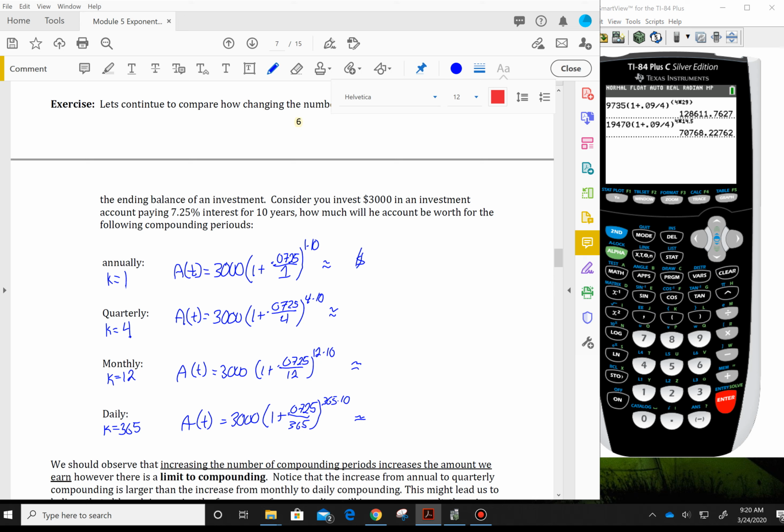If you compound annually, you should have an account balance of $6,040.80. If you compounded interest quarterly, the value of your investment should be $6,154.11. Monthly, $6,180.70. While if you compound daily, your account balance should be $6,193.75.